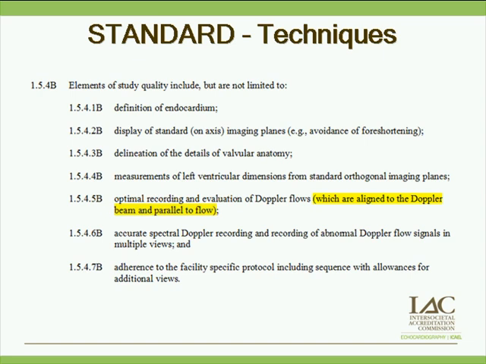Accurate spectral Doppler reading and recording of abnormal Doppler flow signals in multiple views. I think the most often omitted Doppler views are for tricuspid regurgitation. Many times we'll see that the sonographer has really gone after the TR velocity from the apical view only, where sometimes that parasternal long axis view, when you angle, you can get a really nice Doppler signal from there. So again, it has to be from multiple views.